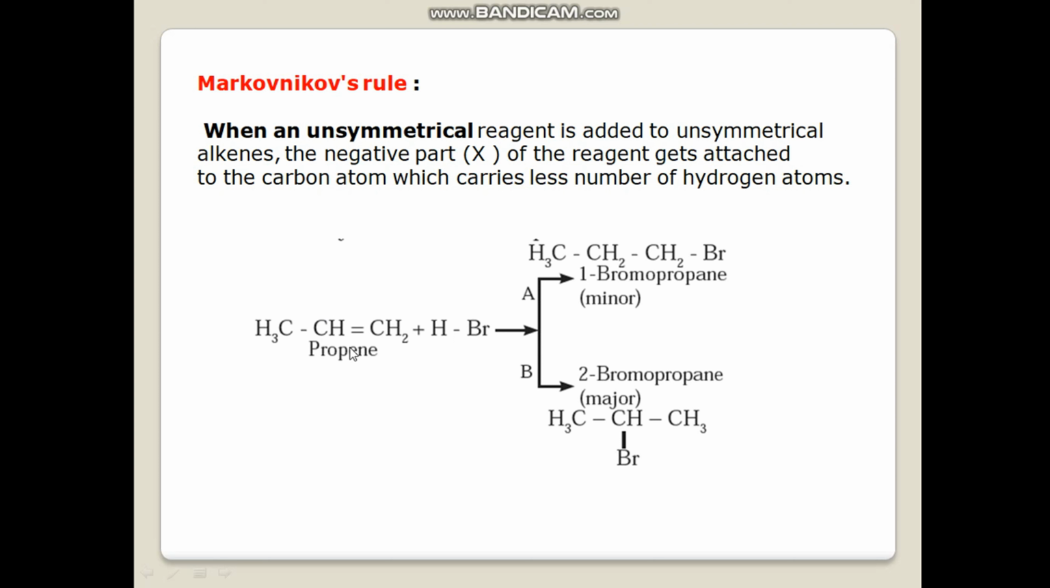The doubly bonded carbon atom which has fewer hydrogen atoms: here is one hydrogen atom, here are two hydrogen atoms. This Br minus gets attached to this carbon atom and the product forms. The major product is 2-bromopropane and the minor product is 1-bromopropane. A mixture of products is formed but the major is this product. It's the Markovnikov rule.